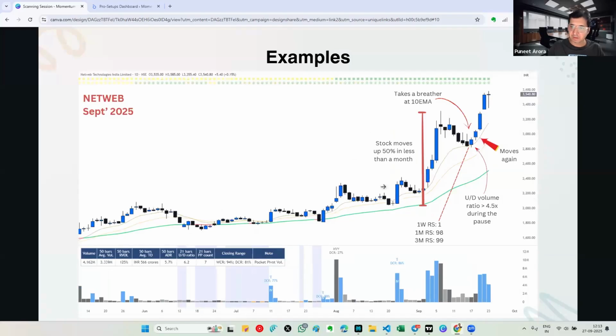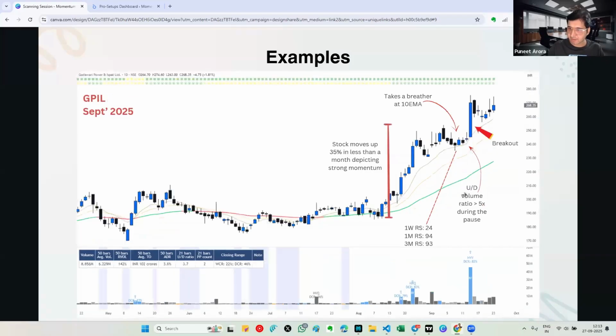Netweb, the stock moves 50% in less than a month. It had a strong 1 month RS of 98, 3 month RS of 99, takes a breather again at 10 EMA, and then starts to move again. Here, the up-down volume ratio was more than 4.5 times. In the previous one, it was more than 5x.